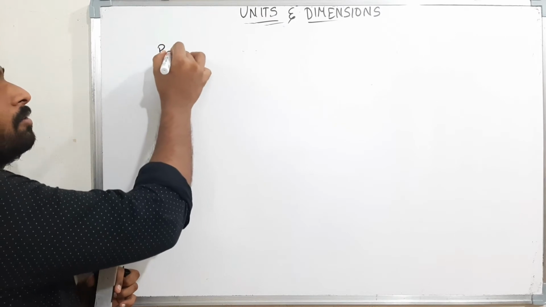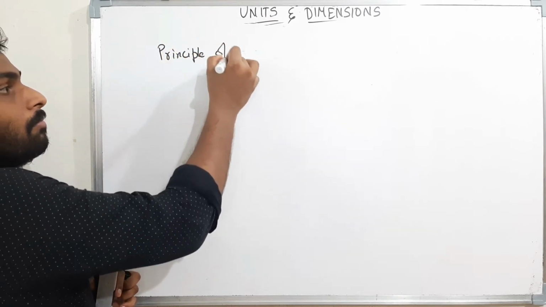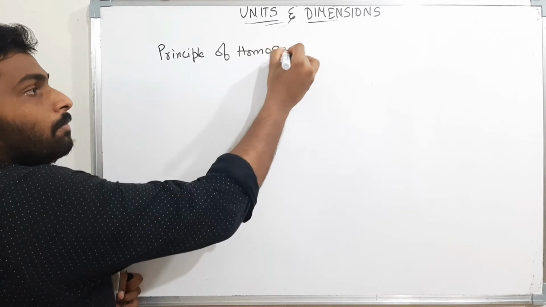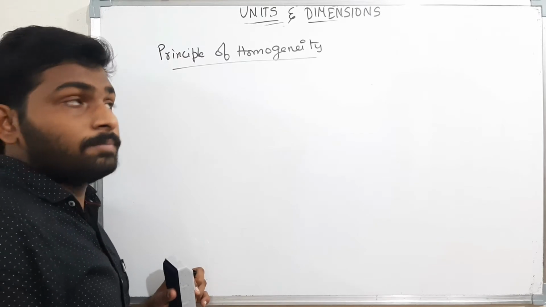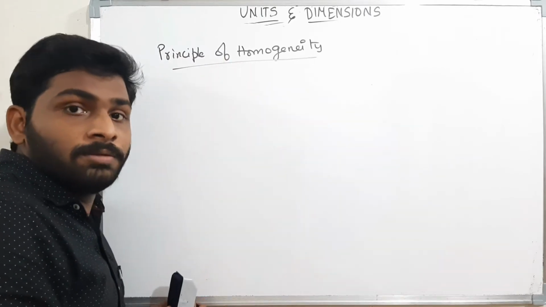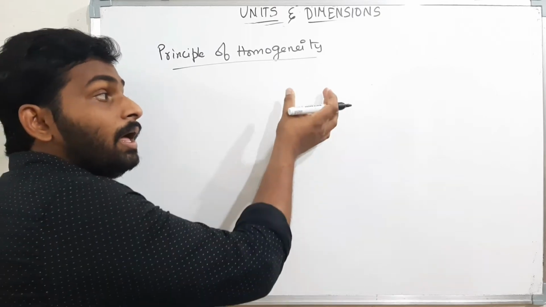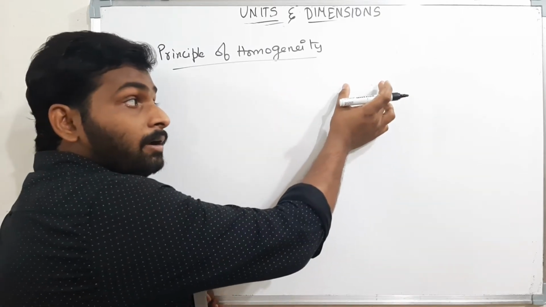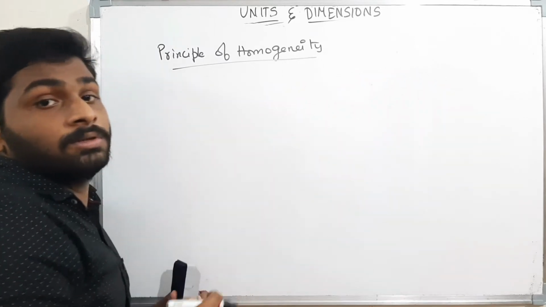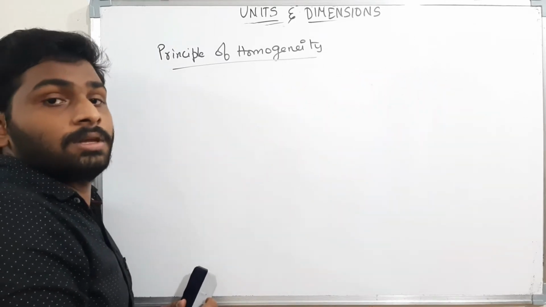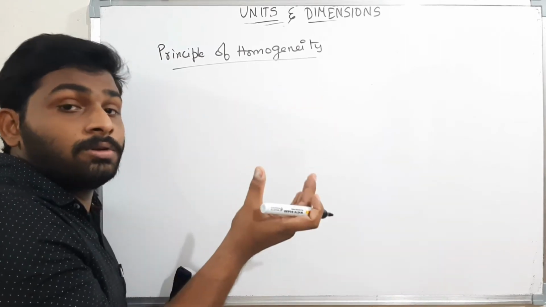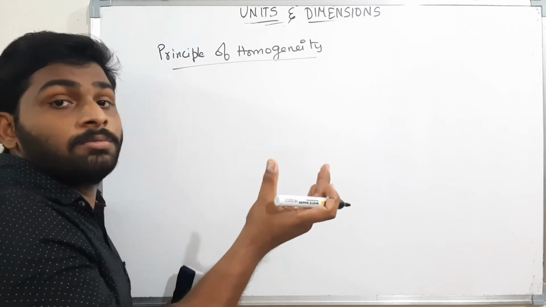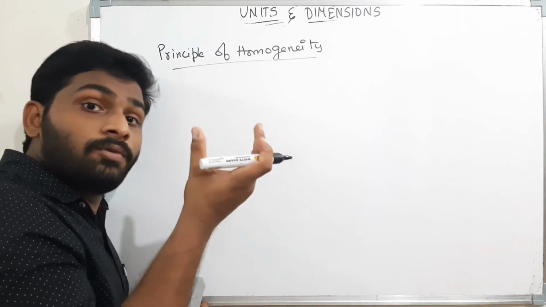Okay, what is the principle of homogeneity? Observe carefully. According to the principle of homogeneity, in an equation I can add two terms, or I can subtract two terms, or I can equate two terms, only if and only if the dimensional formula is the same.